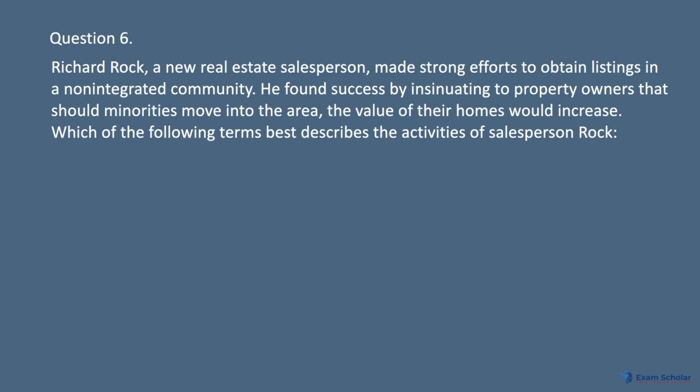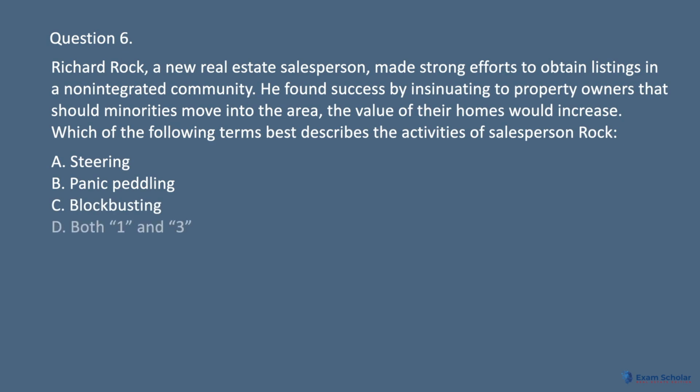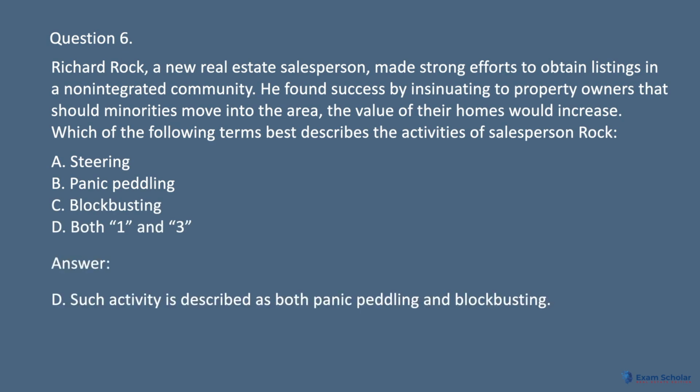Question 6. Richard Rock, a new real estate salesperson, made strong efforts to obtain listings in an unintegrated community. He found success by insinuating to property owners that should minorities move into the area, the value of their homes would increase. Which of the following terms best describes the activities of salesperson Rock? A. Steering. B. Panic peddling. C. Blockbusting. D. Both B and C. Answer: D. Such activity is described as both panic peddling and blockbusting.